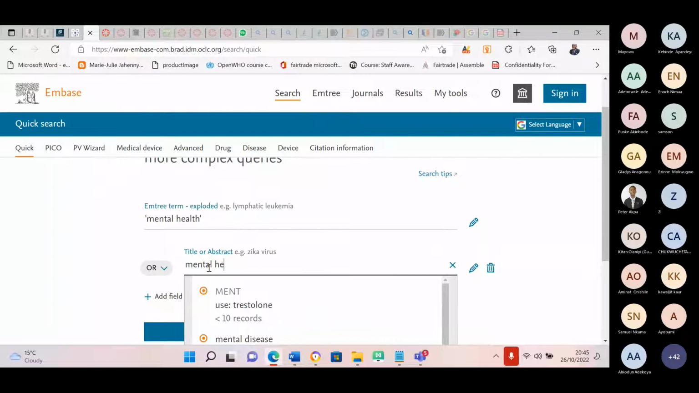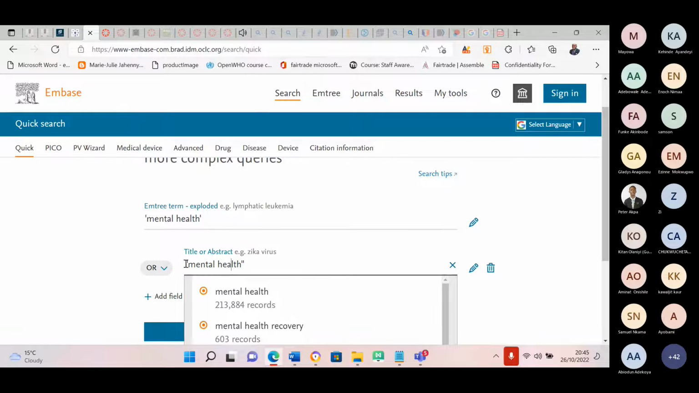Mental health, in title or abstract. Now, I want to put a quotation mark here. If you put a quotation mark here, it means that it will only search articles that have these words together. So if it has only mental and also has health, it will not get the article.